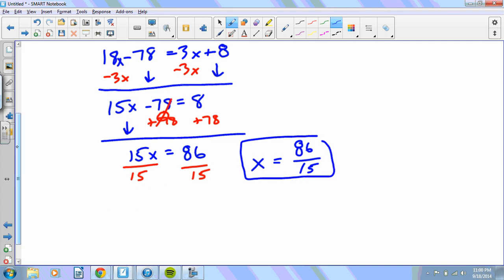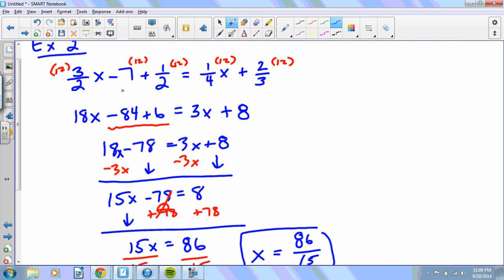Okay. So again, review really quick. I cleared my fraction out, multiplied through it. 12 times 3 is 36, divided by 2 is 18. 7 times 12 is 84. Half of 12 is 6. A quarter of 12 is 3. 2/3 of 12 is 8. So we just went through and moved everything around, and it came out nice for us.